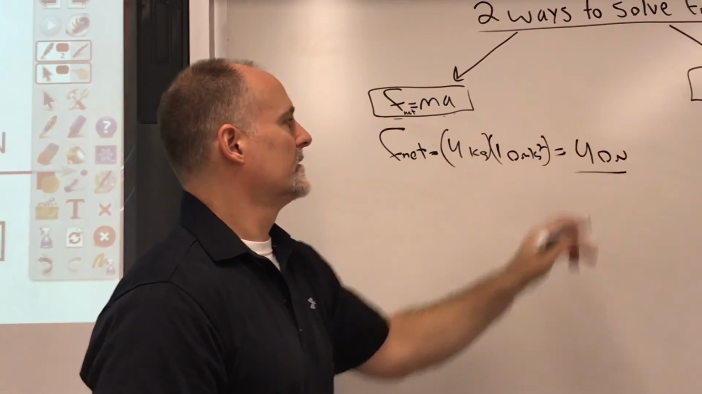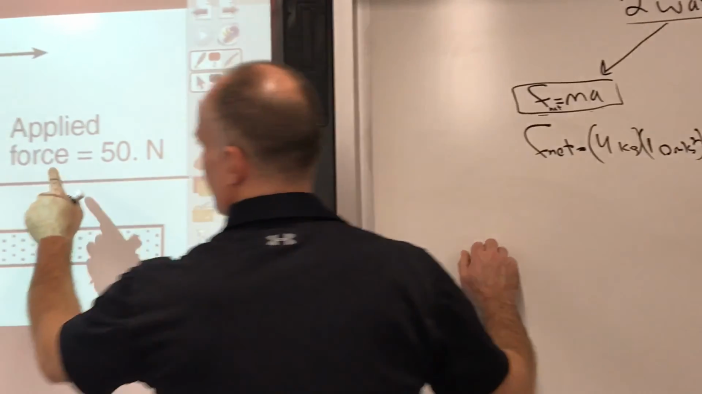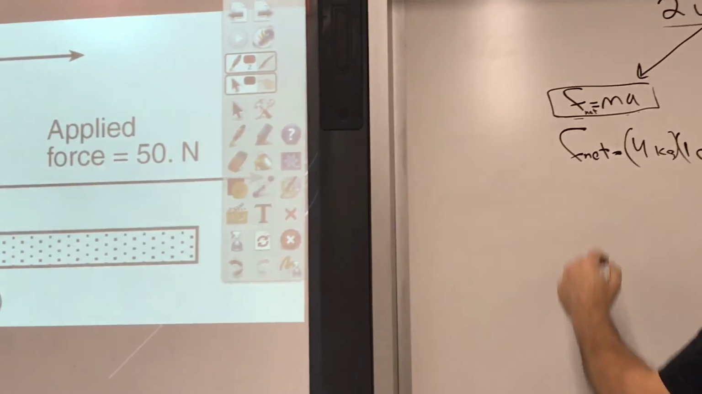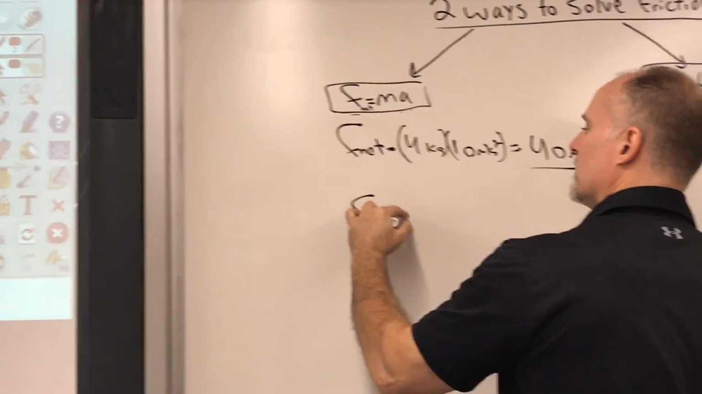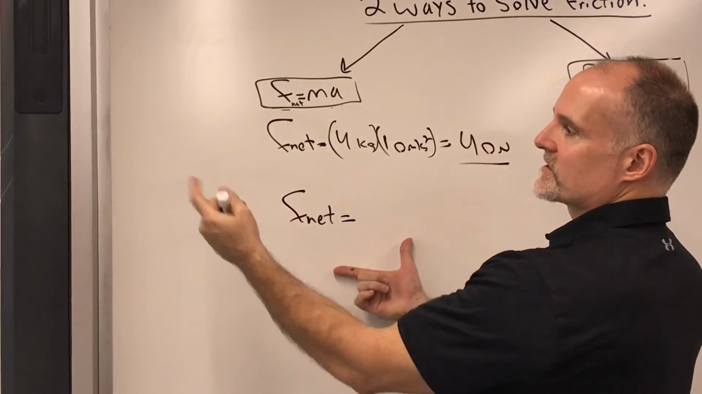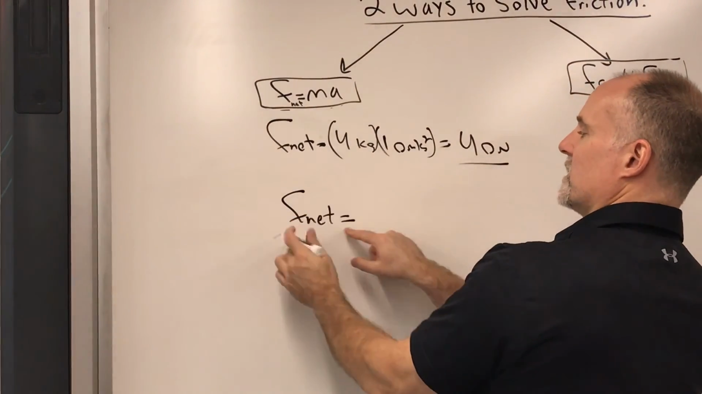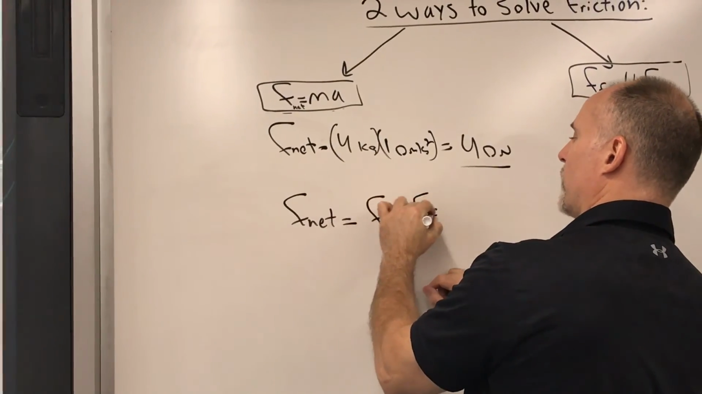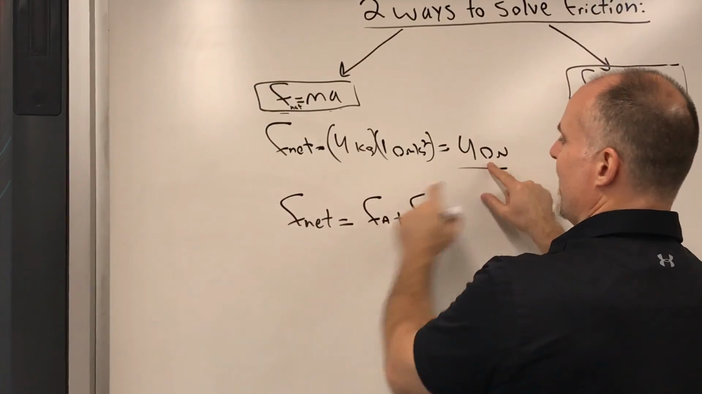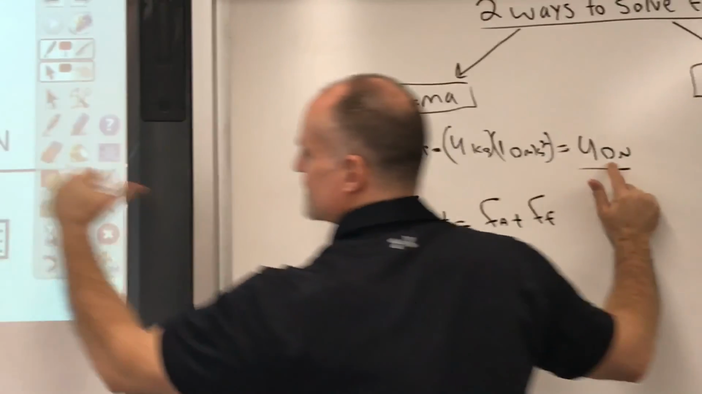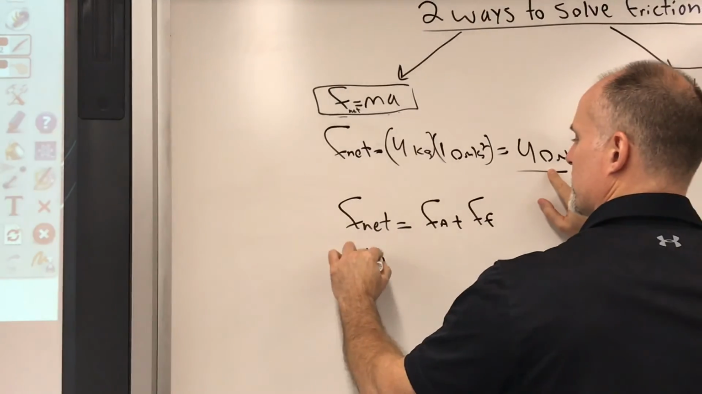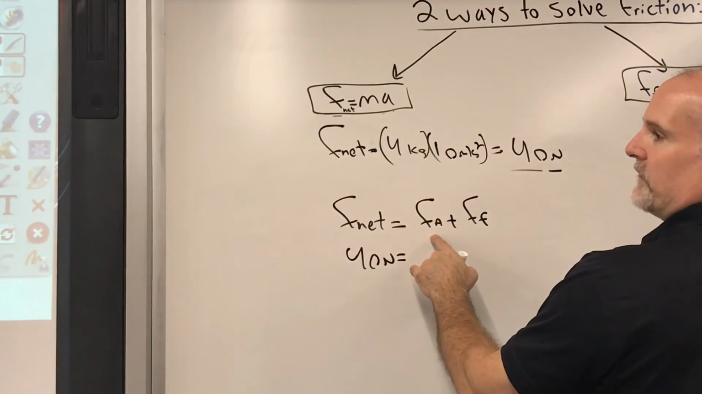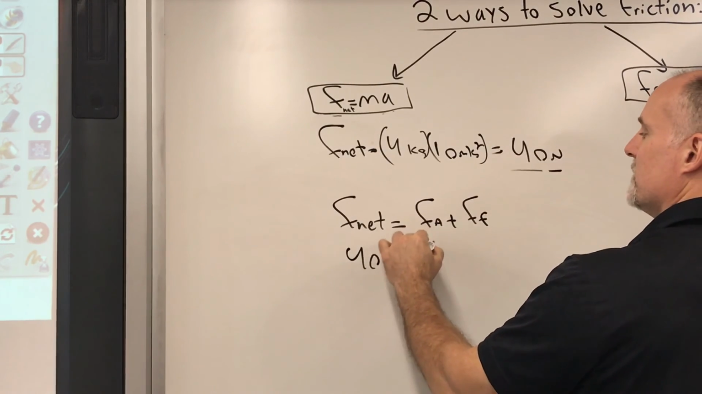That's F net. So now we know that we have an F net to the right of 40 newtons, that equals the sum of the forces. So F net is equal to your applied force plus your frictional force. We know F net is moving to the right. That's a positive 40. Your force applied is a positive 50.